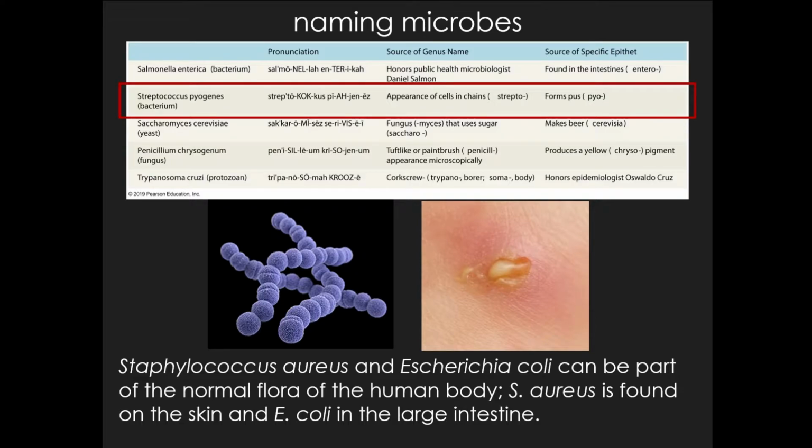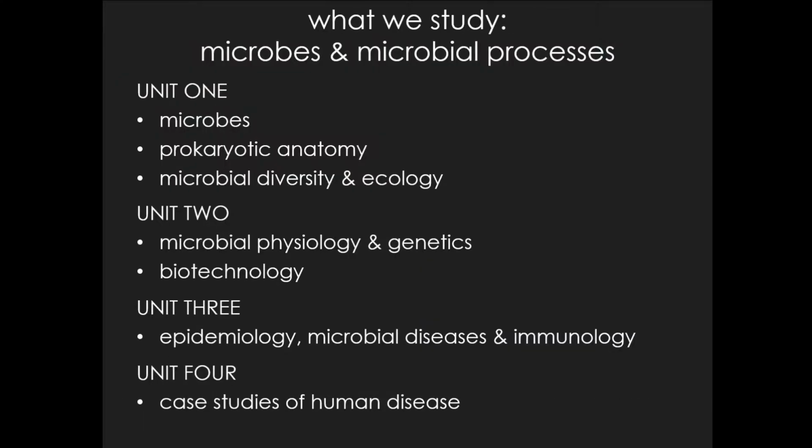Let's talk for a second about what we're going to study in this class over the next 16 weeks. What we will study is microbes and the different ecological processes that they are involved in. In Unit 1, we're going to look at microbes, what they are, generally speaking. We'll look at the anatomy of prokaryotic cells, and then we'll skip a few chapters of the Tortora textbook, if that's what you've purchased, and we will move to microbial diversity and ecology. Then in Unit 2, we'll move into looking at microbial physiology, or metabolism, where we look at the Krebs cycle, the electron transport chain, glycolysis, photosynthesis, and how all of those processes occur primarily in prokaryotes.